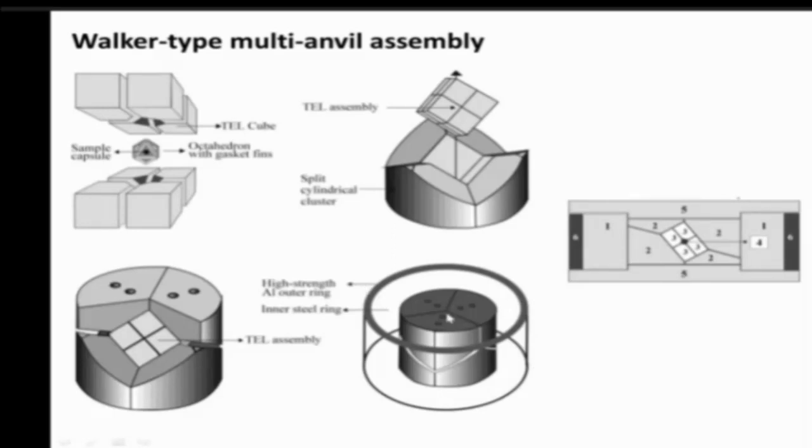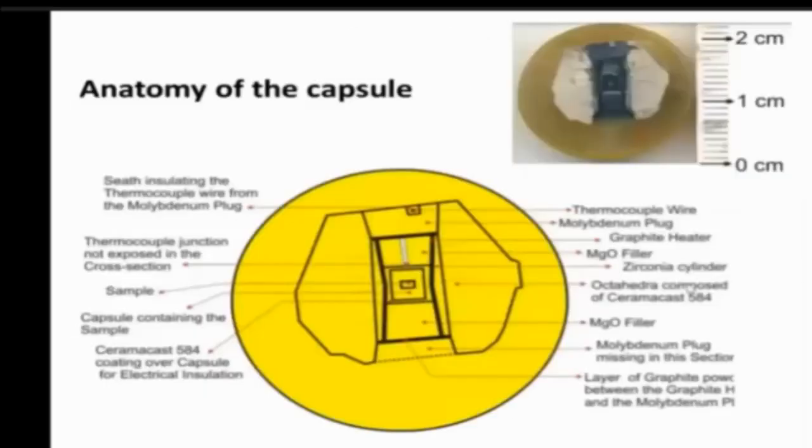So on the right hand side, this is a cross section of this particular pressure cell. Number two represents the split clusters. The three is the sample capsule, four is the sample, five are the very high strength covers, one at the top, one at the bottom, and six is the outer support to this pressure module.